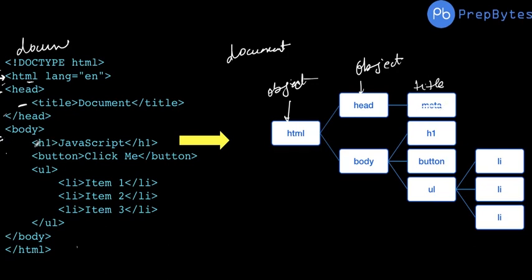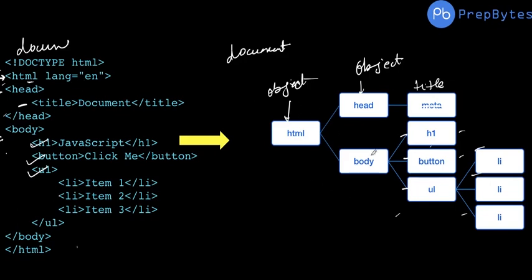Now inside body we have h1, we have button, we have ul. These are the direct children of body. So it's a tree-like structure forming. Inside ul we have three different list items. Now head is a child of HTML, and this h1 is a child of body. Since h1, button and ul are children of the same parent, they are siblings. I'm just trying to make you understand child and siblings. So basically this is the document object model of this particular document.